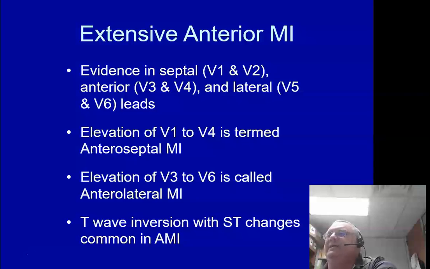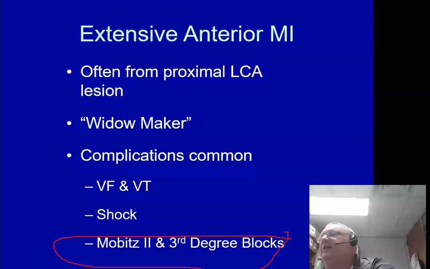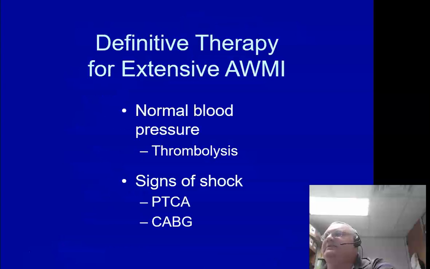All right. So again, extensive anterior MI, by the way, is septal V1 and V2, anterior V3, V4, and then 5 and 6. Again, usually T-wave inversions or ST changes are common in this type of AMI. And again, we call it the widowmaker. The common complications for this guy: VFib, VTach, a lot of shock, and third degree blocks, especially due to the anterior part of that. So we could pretty much have anything happen with this guy.